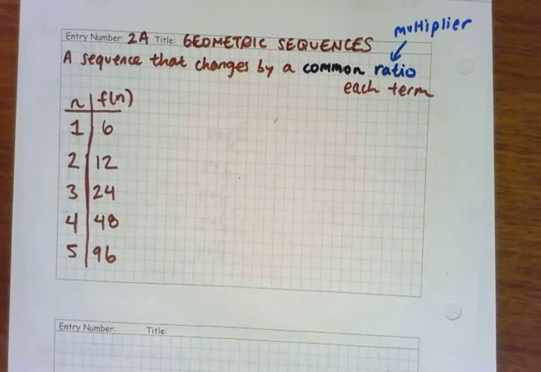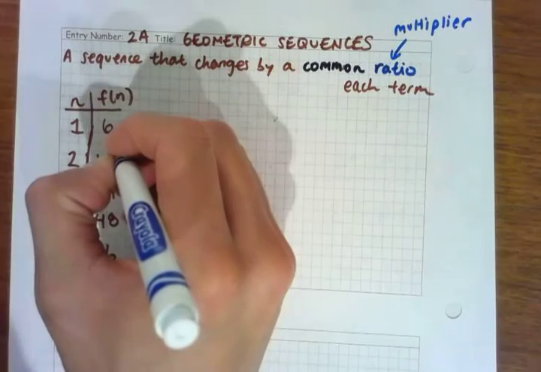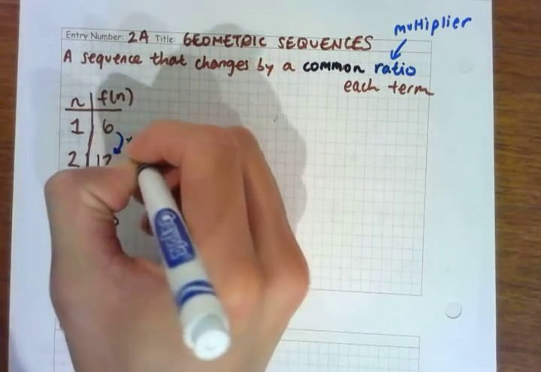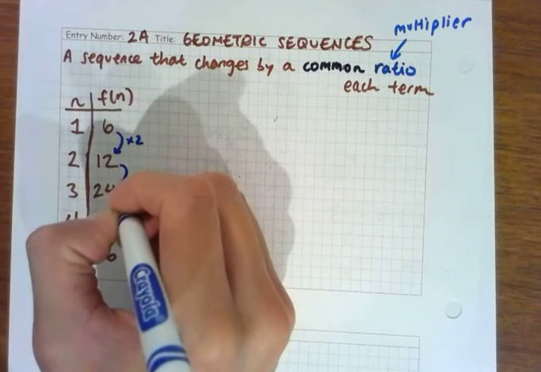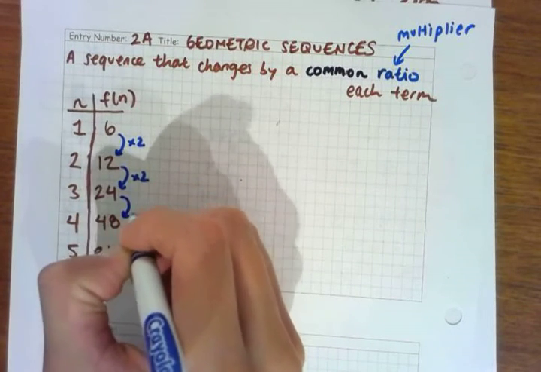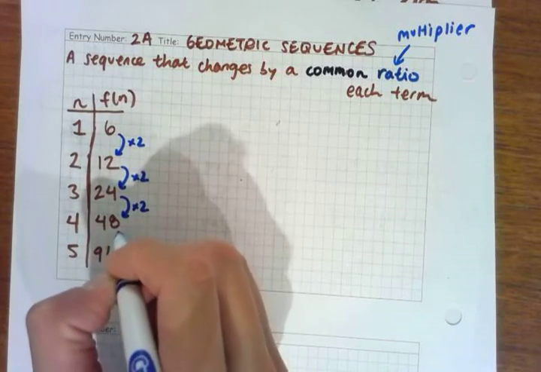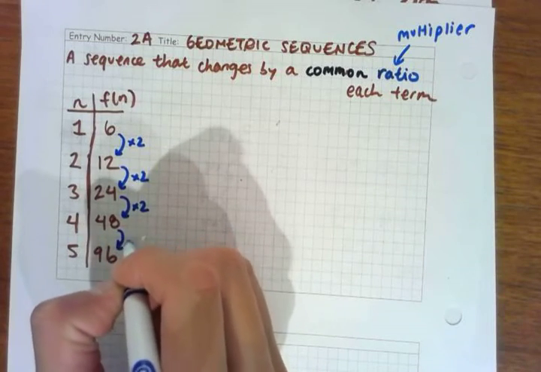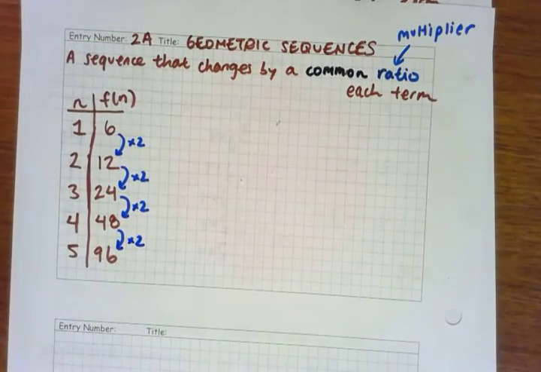So then you can think, okay, but am I multiplying by the same amount each time? Well, to get from 6 to 12, we're multiplying by 2. To get from 12 to 24, we're multiplying by 2 also. To get from 24 to 48, we're multiplying by 2, and from 48 to 96, we're also multiplying by 2.